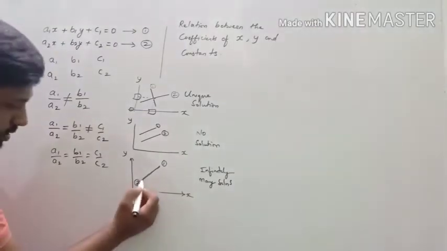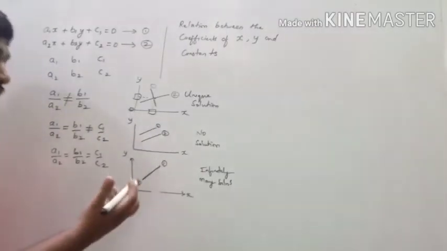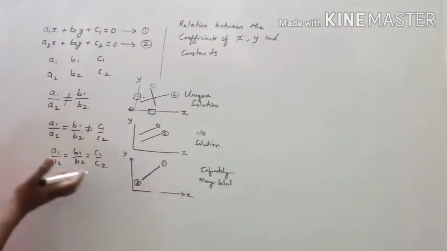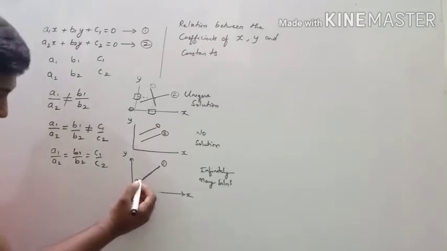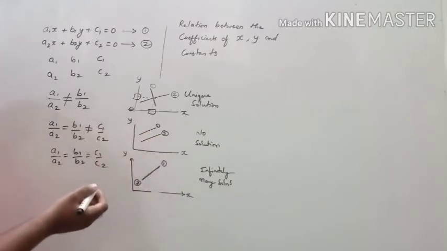Right? This is a solution, and there will be infinitely many solutions if this is the case. What about consistency? It is consistent, but with respect to some point. So all the solutions we cannot take, right?